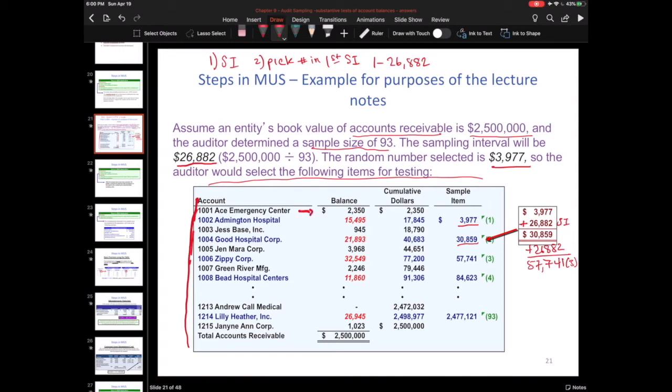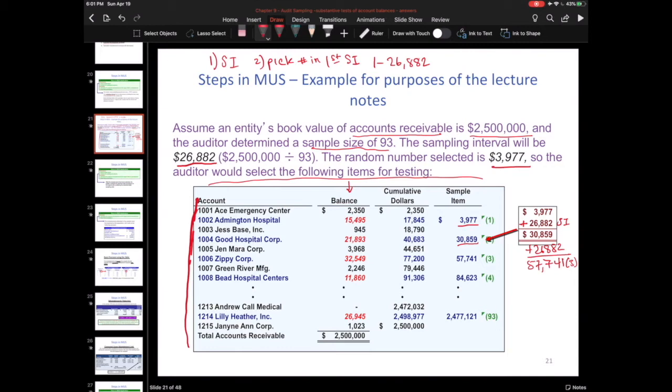An order that would bias your sample would be something like listing them in ascending or descending order of balance. That would be a problem. But something like alphabetical order shouldn't matter. So this balance column represents how much each customer owes your audit client as of the balance sheet date, right?